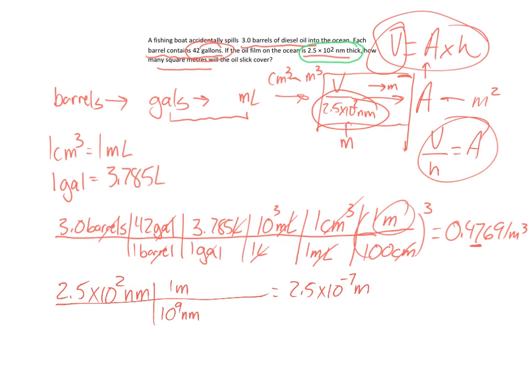Now I can take this and plug it into this equation. So I have meters cubed divided by 2.5 times 10 to the negative 7 meters. Notice that this is going to give me meters squared. So my units match up. And when I plug this into my calculator, I end up getting 1.9 times 10 to the 6 meters squared.